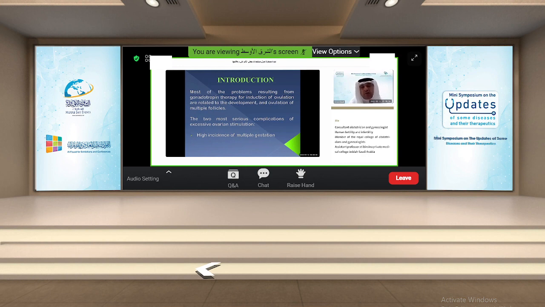This will stimulate the ovary to produce more eggs. The two most important serious complications of excessive ovarian stimulation are the higher incidence of multiple gestation and ovarian hyperstimulation syndrome. Whenever anybody talks about ovulation induction, keep in mind that you may end up with multiple gestation or ovarian hyperstimulation syndrome.